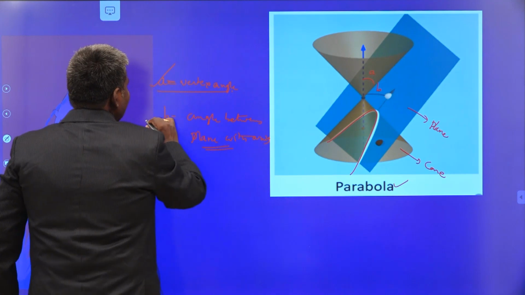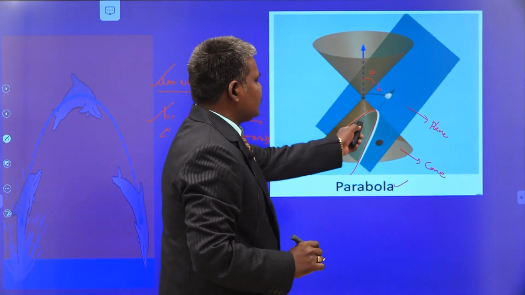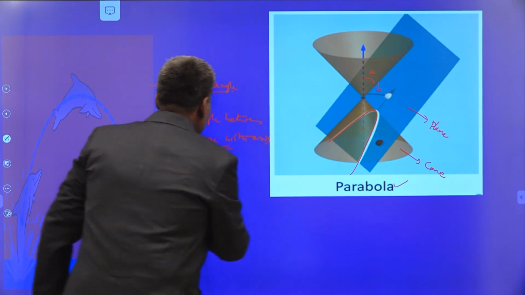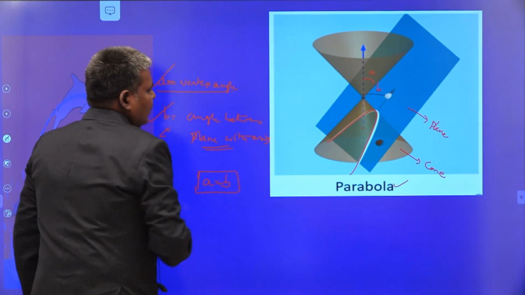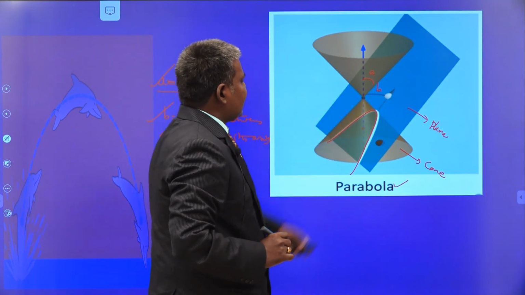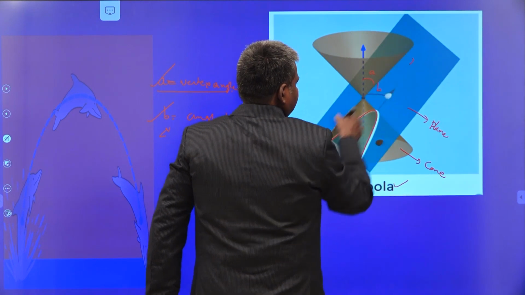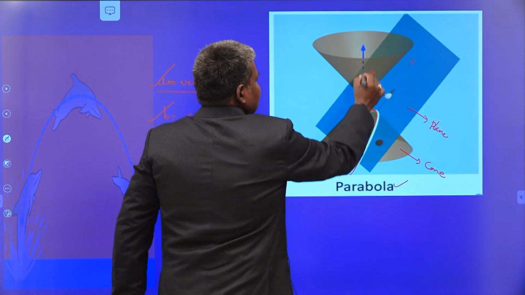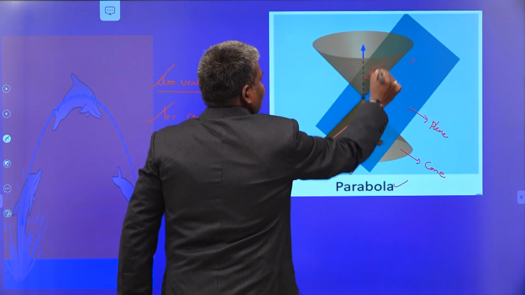If these two angles are equal, we obtain the conic section called a parabola. How are these two angles equal? This is the line, the generator. This is the axis. The angle made by the generator with the axis is called what?